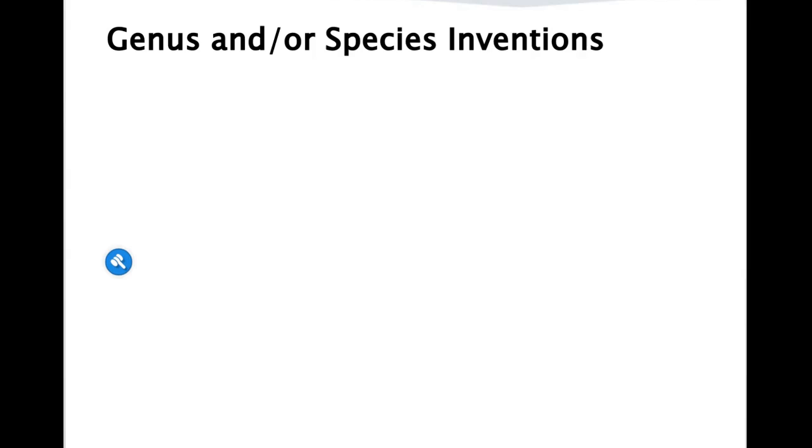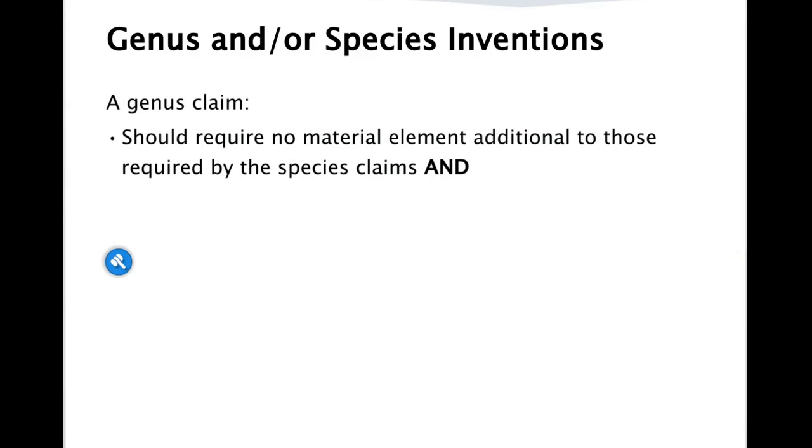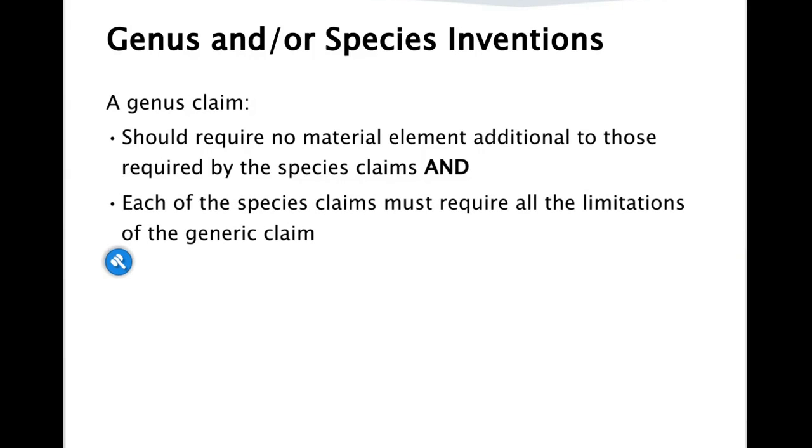Last topic that we will cover is identifying, understanding, and handling situations involving genus and/or species inventions, including Markush claims. A genus or generic claim should require no material element additional to those required by the species claims. And each of the species claims must require or read on all the limitations of the generic claim. In other words, the species claims are more narrow than the generic claim.